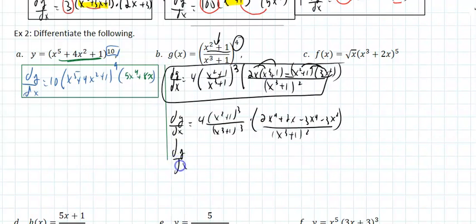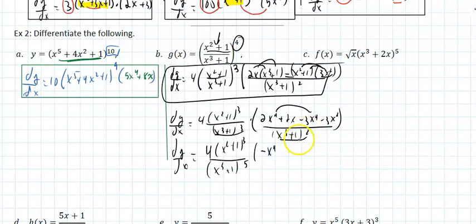And if I clean that up fully, the top is 4 times x squared plus 1 cubed. The denominator, when you multiply those, they match. So you add the powers, and this is going to be a negative x to the 4th minus 3x squared plus 2x. And there it is.